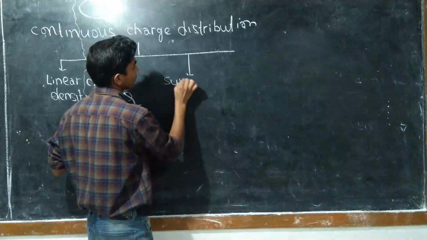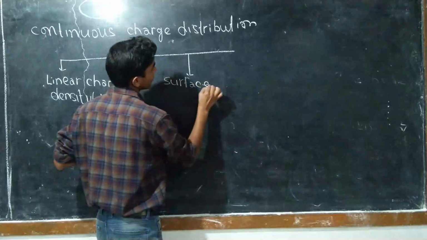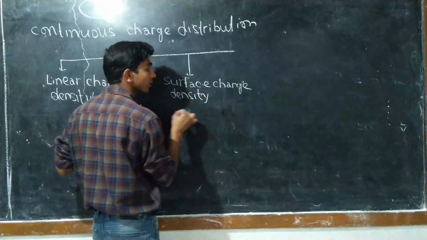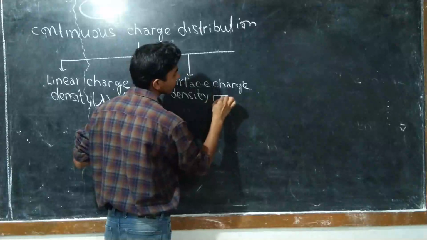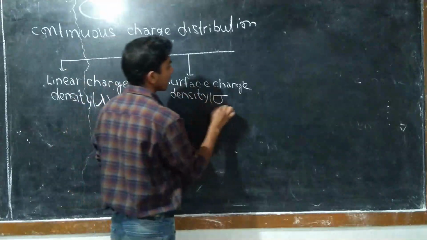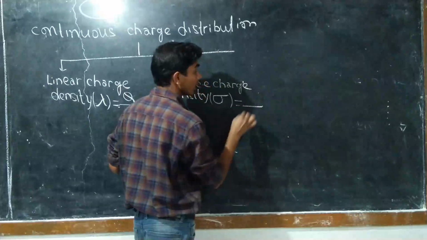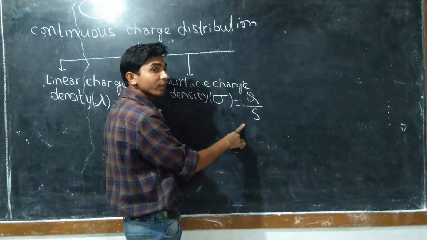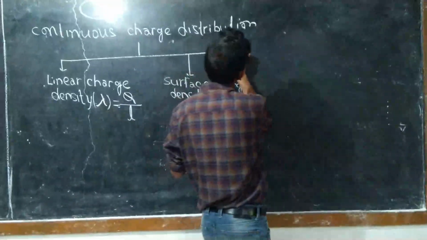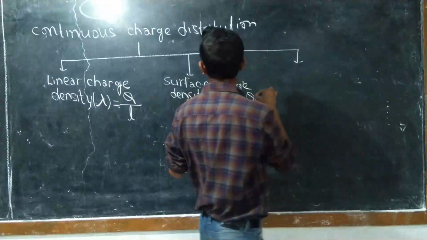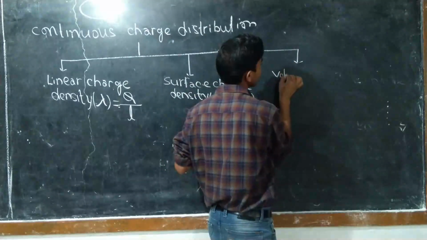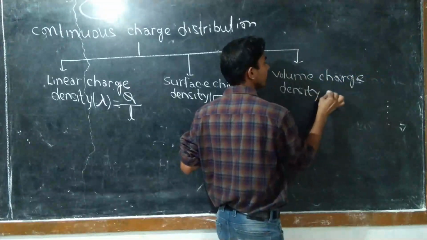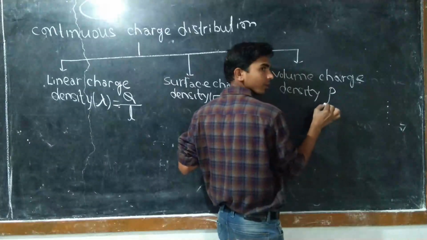Surface charge density is represented by sigma, and sigma is equal to Q by S, where S is the surface area. And similarly, one more is volume charge density, and volume charge density is rho.